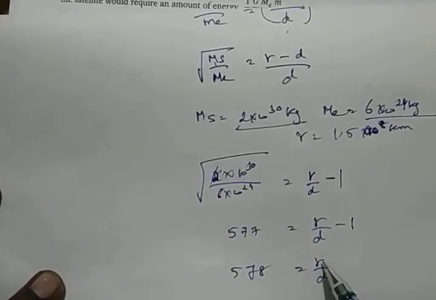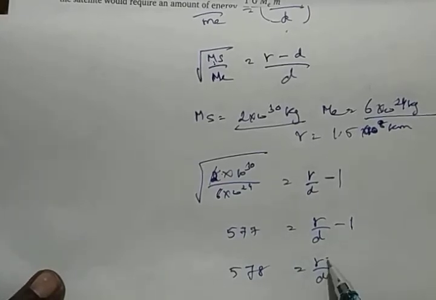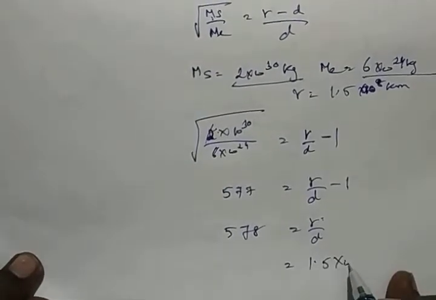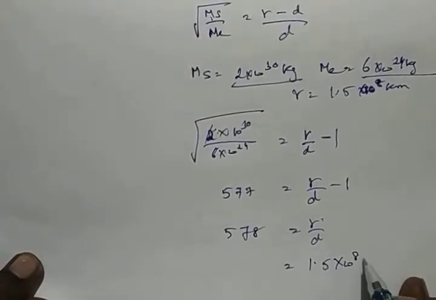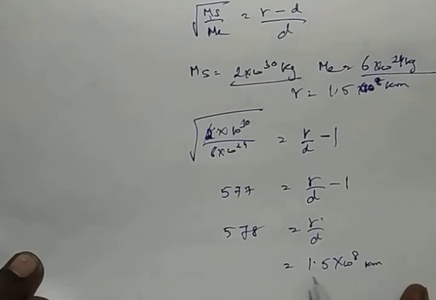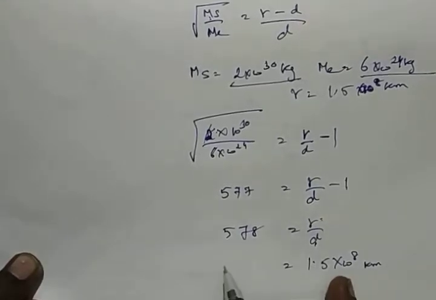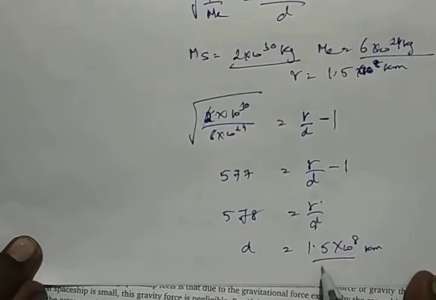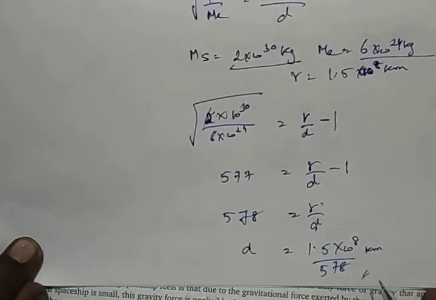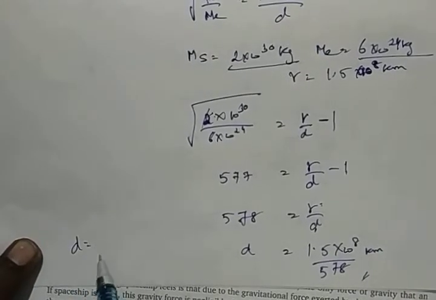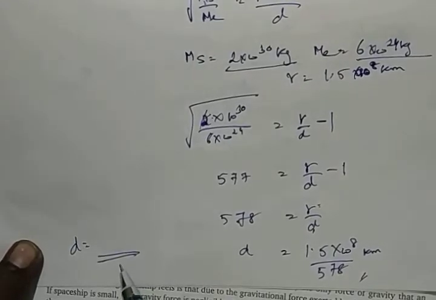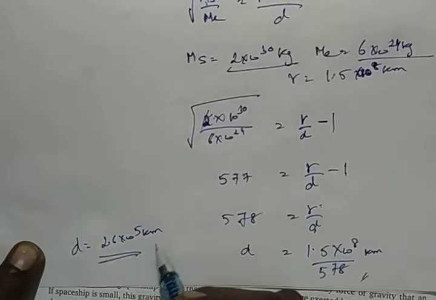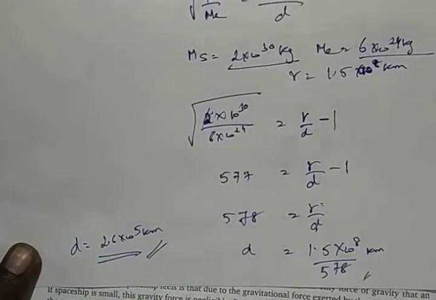So we know already what is R, we have to find out D. R is going to be equal to 1.5 into 10 to the power of 8 kilometers. And we need to find out D. So D is going to be equal to this, and 578 can come down. You can easily find out this value. Finally D is going to be equal to 2.6 into 10 to the power of 5 kilometers. If you have a calculator, you can do it fast.